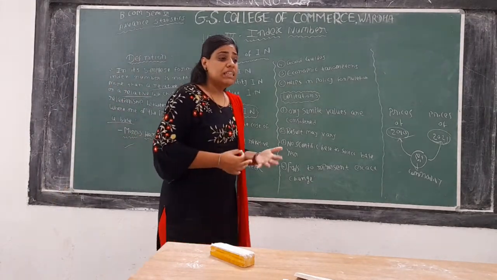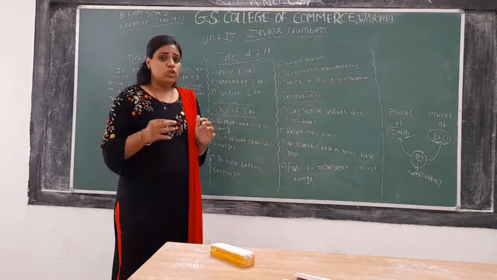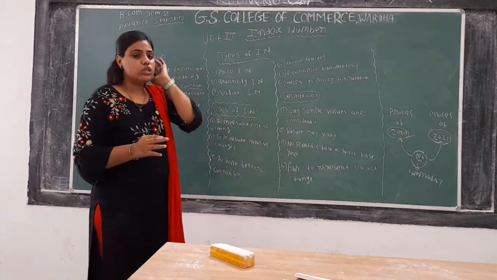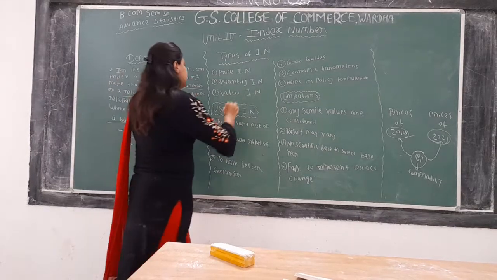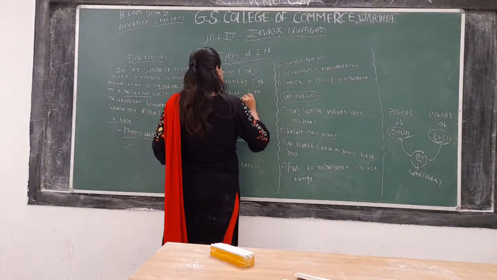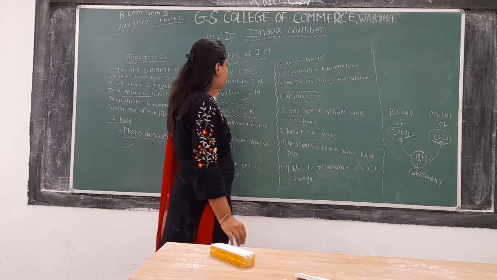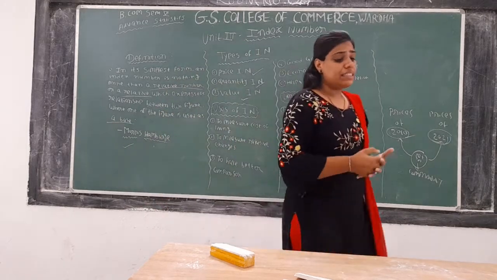Now we will see some types of index number. Basically it is categorized into three parts: price index number, quantity index number and value index number. So what is basically the price index number?